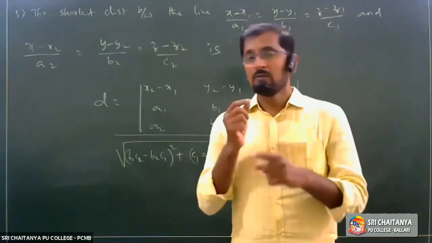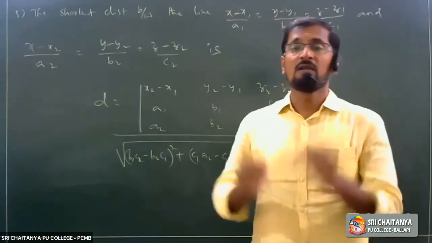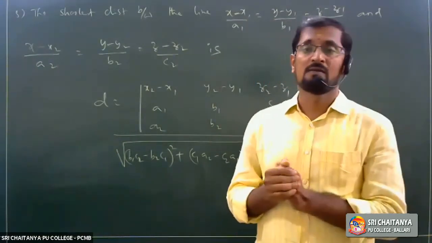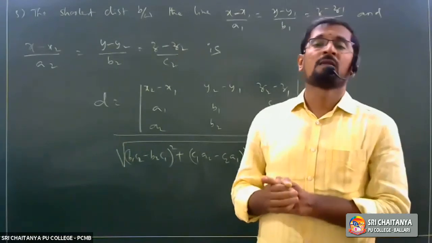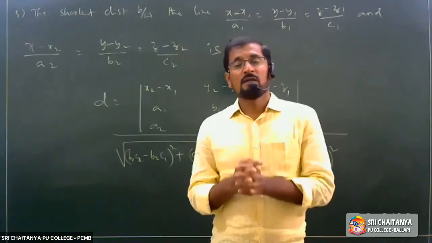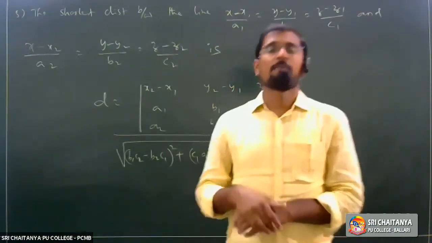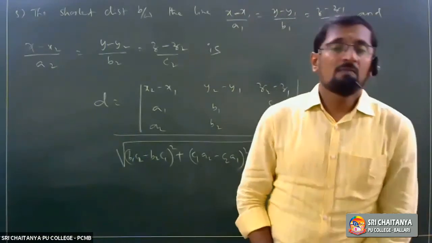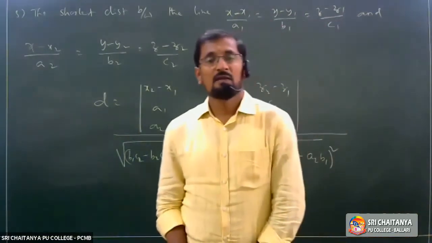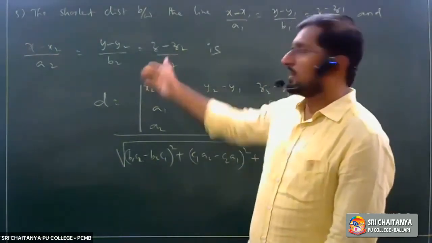I have given you the shortest distance. Distance should not be negative, that's why you have the modulus there. I hope you understood. The fourth point: if the question has been given in vector form, you should use that formula. Suppose the same question has been given in Cartesian form, you should use this formula.